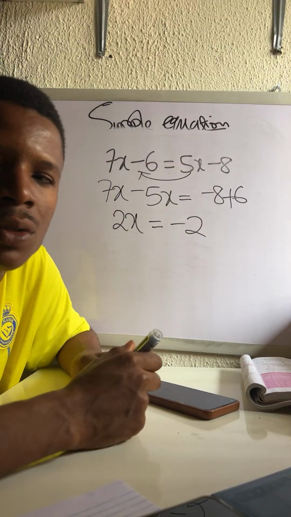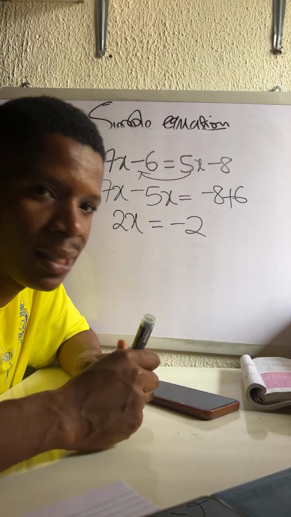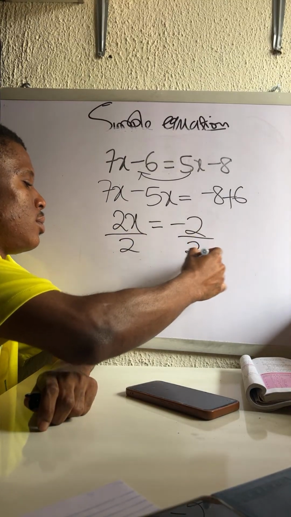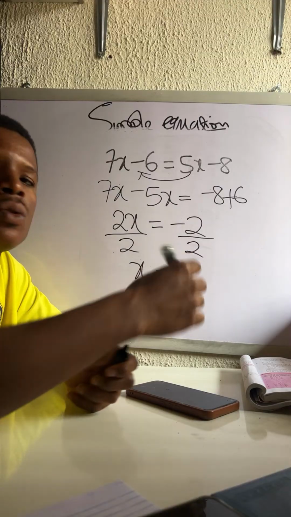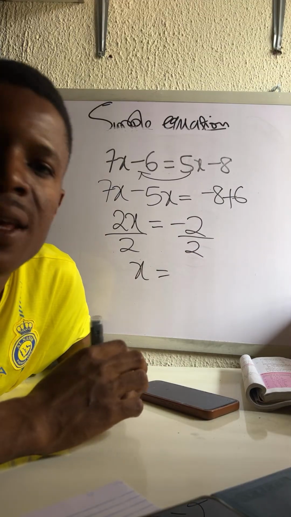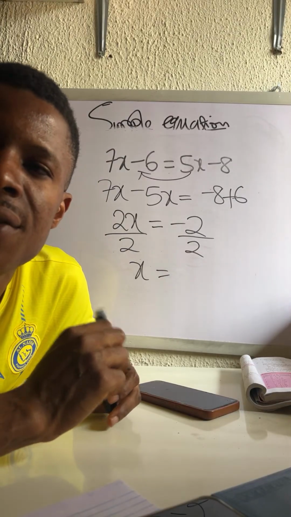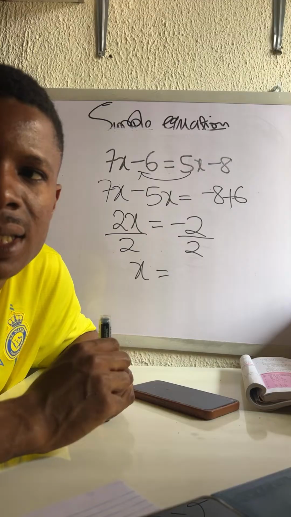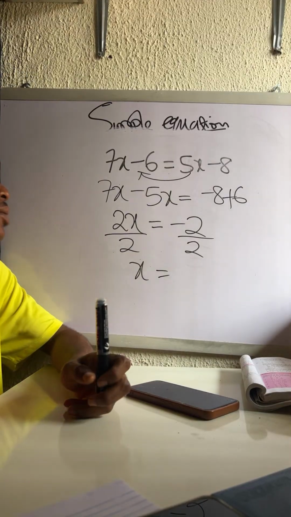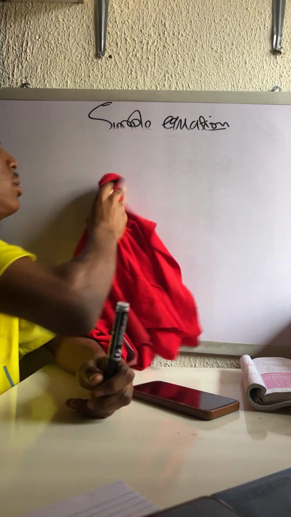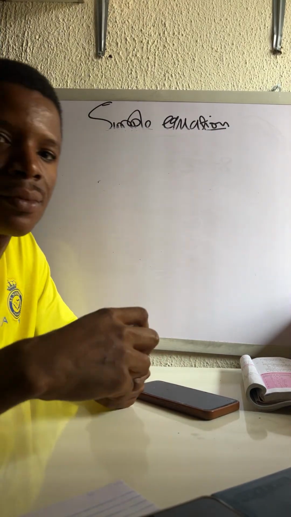If you know what we are going to do to get the value of x, let's see that in the comments. So we divide through by 2. If you divide minus 2 by 2, what do you get? You get minus 1. Correct. Good.